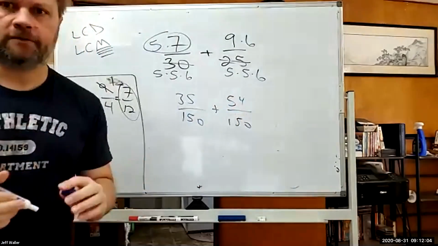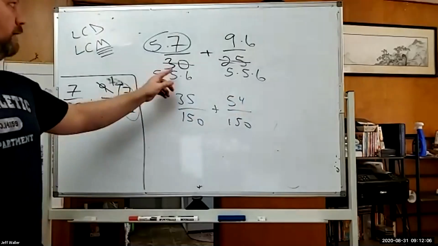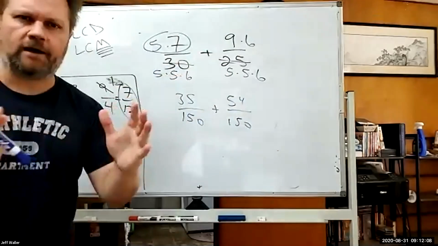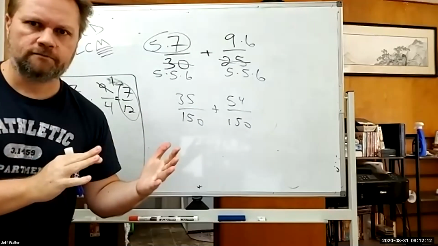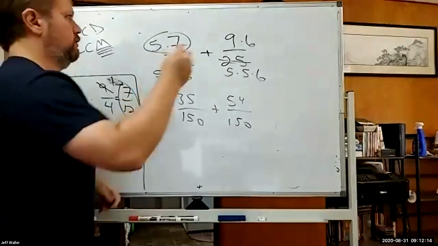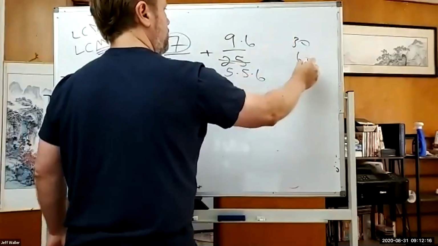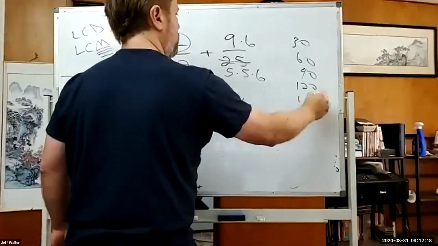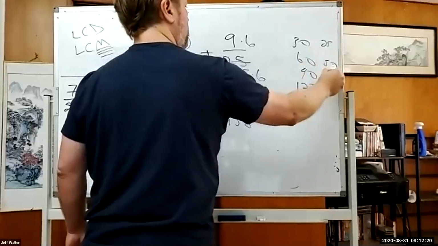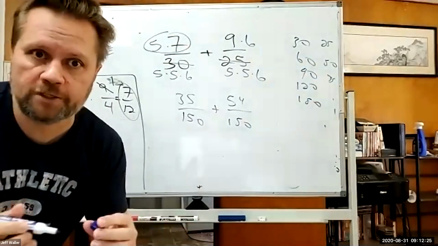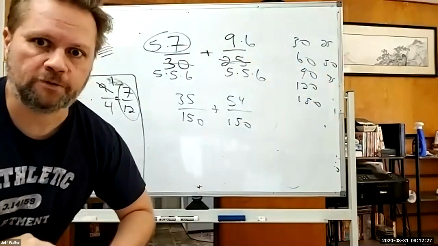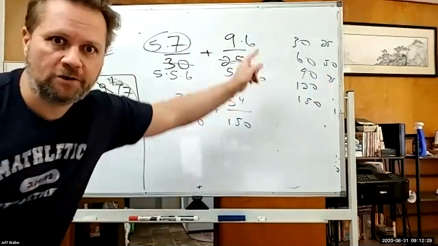Let me stop for a minute. So when the bottoms get a little bit more complicated, this is the method that I like to use. But some of you guys might just do this. 30, 60, 90, 120, 150, and then 25, 50, 75, blah, blah, and get to 150. Right, that's listing all the multiples because you're trying to find the least common multiple. That's beautiful, but it also can get disgusting.